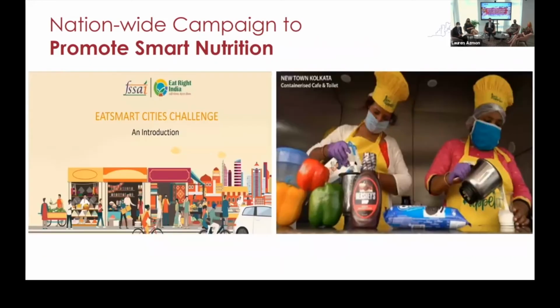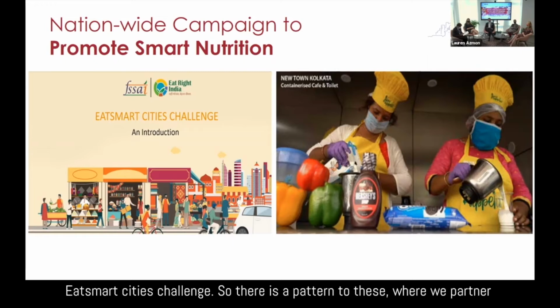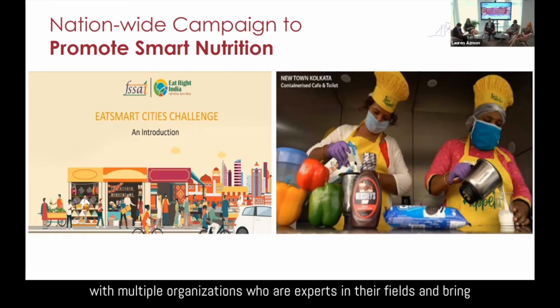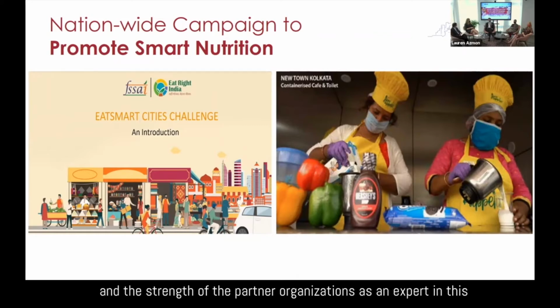And we have another campaign on smart nutrition, which we call the Key Smart Cities Challenge. And so you see there's a pattern to this where we partner with multiple organizations who are experts in their fields, and then bring the strength, the competing power that we have as a mission, and the strength that the partner organization has as an expert in this particular area, and we implement these challenges across the cities, build practice and deepen expertise in the cities in such crucial areas.